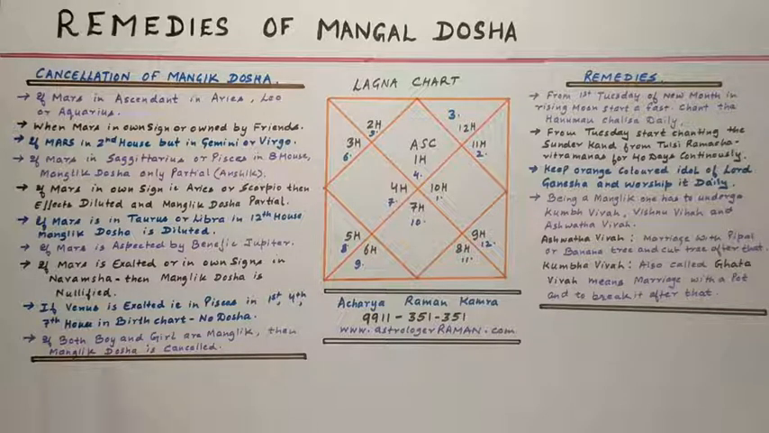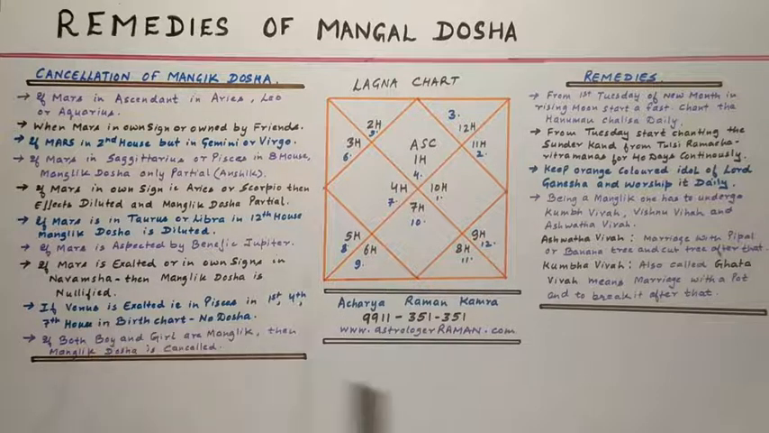If Mars is exalted in Capricorn or in own sign Aries or Scorpio in Navamsha, then the Manglik Dosha is nullified and cancelled. That is, if Mars is in Capricorn or in its own sign, Aries or Scorpio, in the D9 chart or Navamsha chart, then the Manglik effect or Manglik Dosha is cancelled.